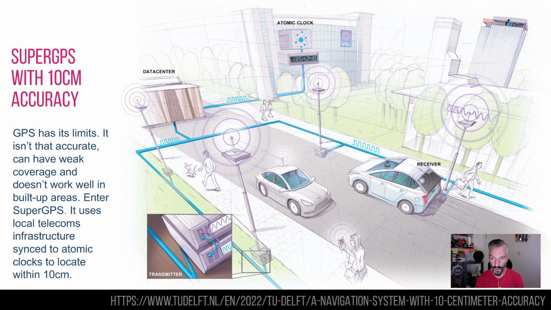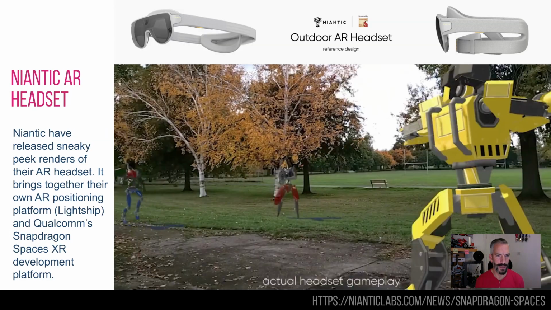So this new version uses already existing radio signals around cityscapes, and as long as you hook them up to an atomic clock, which is super accurate, they're all pinging out the same atomic clock signal and they're all synced together, then they work exactly like GPS but in an urban environment. So it will work indoors, for instance, and it'll also track you to 10 centimeters accuracy. So that should be quite cool, coming to a town near you.